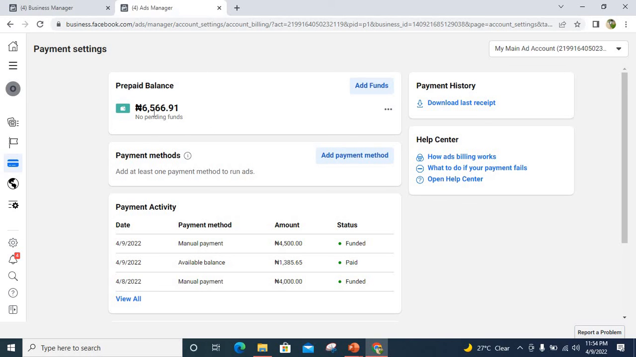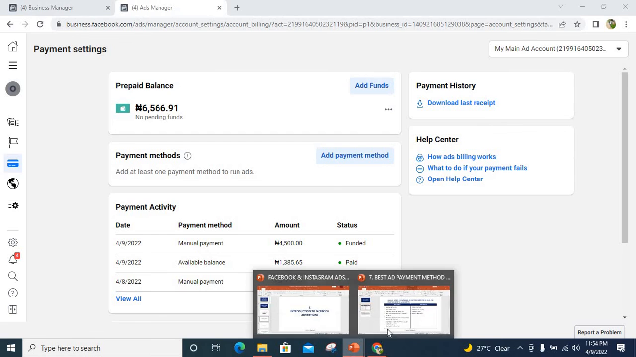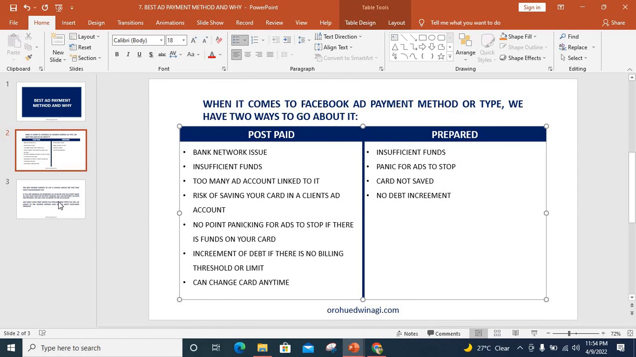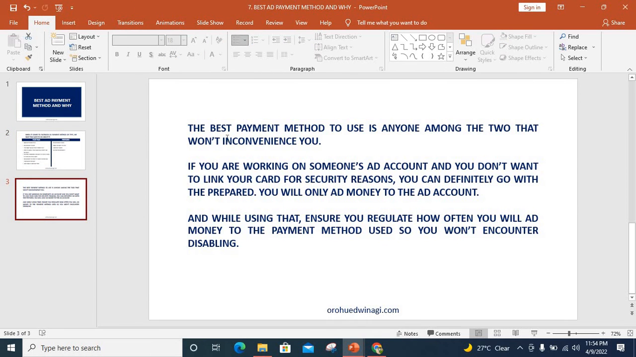So you can see I have 6,566 naira already. If it happens that they disable my account, I am likely to lose this money. So that's one thing about this prepaid. So whatever has an advantage also has a disadvantage. So let's look at the best payment method to use now.